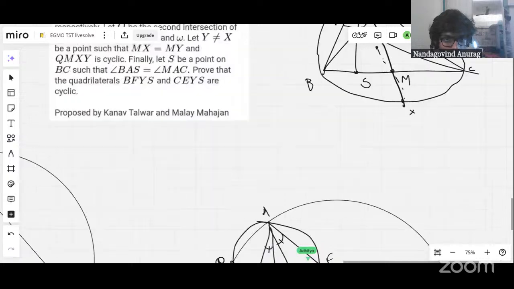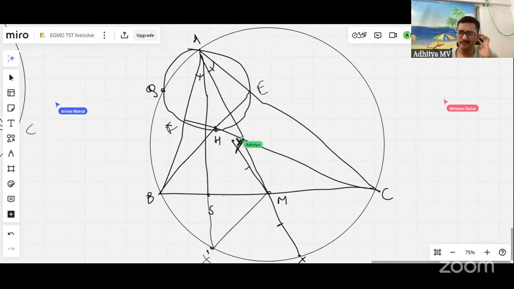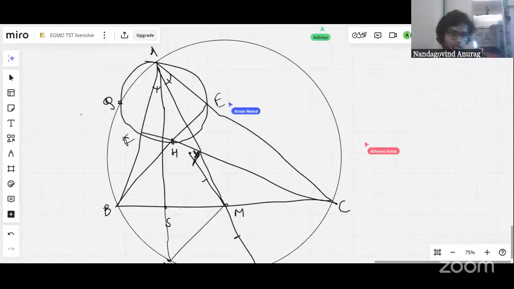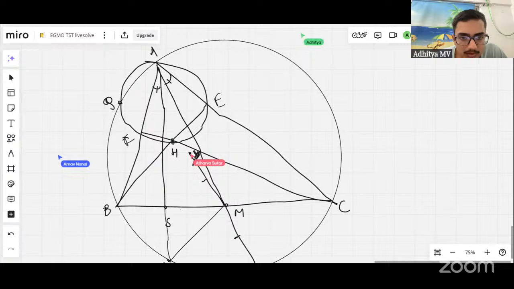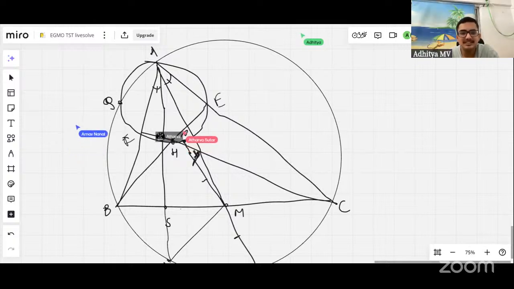No, yeah, CSE. Yes. Also, Y is supposed to lie on AEF by Miquel or something like that. AFE, BFS, and CES concur, right? So Y is supposed to lie on AEF. That's a lot of concurrence, those three concurrences, right?